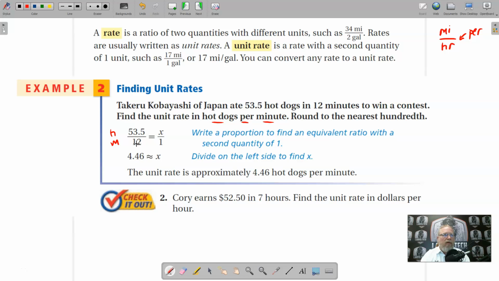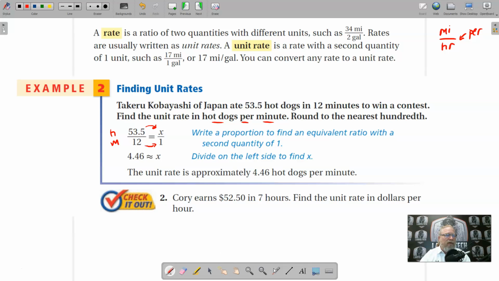Now we want to know how many he ate in just 1 minute. So now our denominator here is 1, so we know that's important. Again, this would be through cross products, but let's go this way. To get from 12 to 1, I would have to divide by 12. So to get to this value of x, I would have to divide the 53.5 by 12 as well.